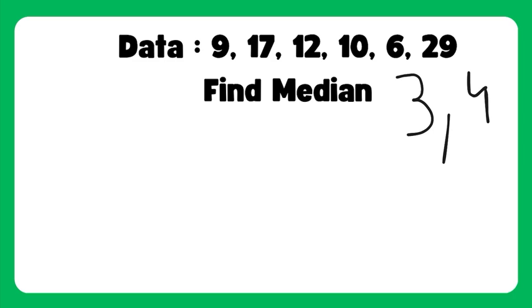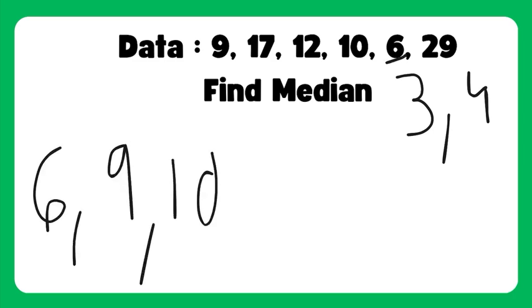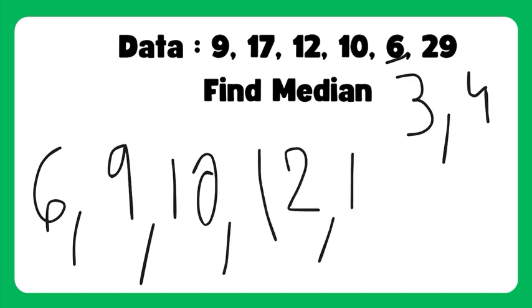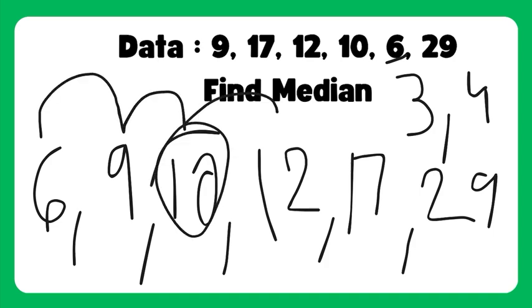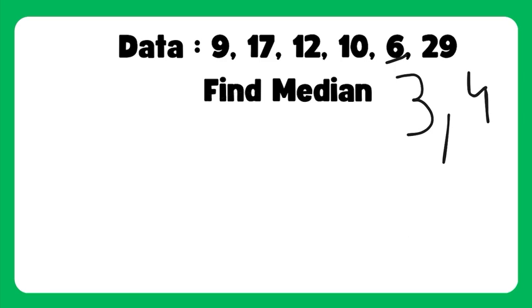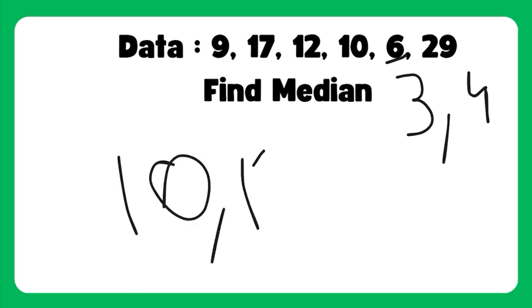Now let's put this in ascending order. 6 is our smallest number, then comes 9, then comes 10, then comes 12, then it comes 17, and then comes 29. So the first value, the second value, the third value. So this is the first median, and this is the fourth value, which is the second median. So our medians are 10 and 12. So this is our answer.